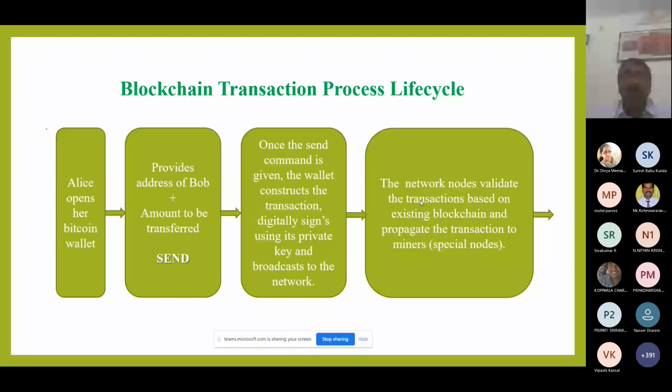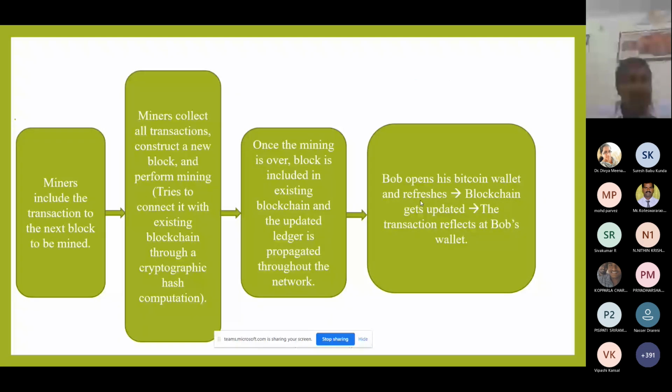If all the nodes have validated and checked the authenticity of this particular transaction, it is sent to the miner. Miners are nothing but specialized nodes that attach this transaction to the blockchain. So miners include the transaction in the next block to be mined. So we have a blockchain. In this chain, we are attaching blocks, and these blocks consist of several transactions.